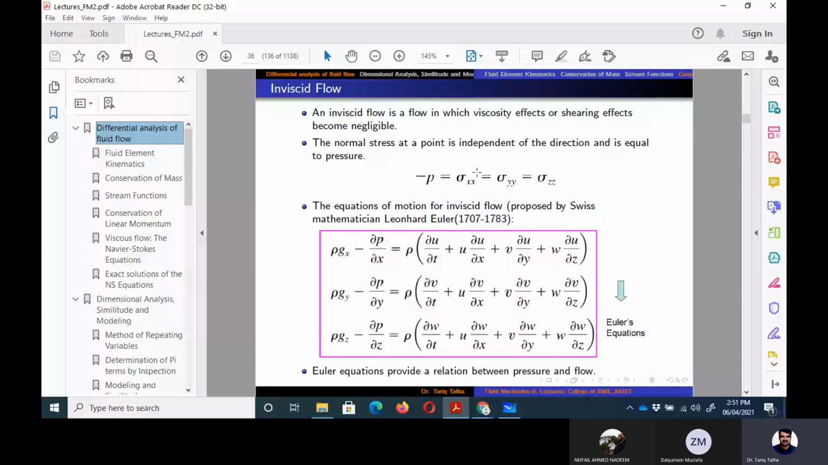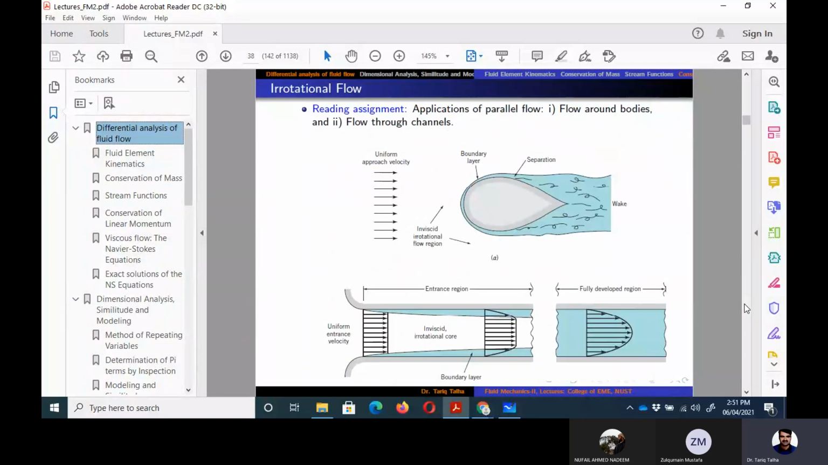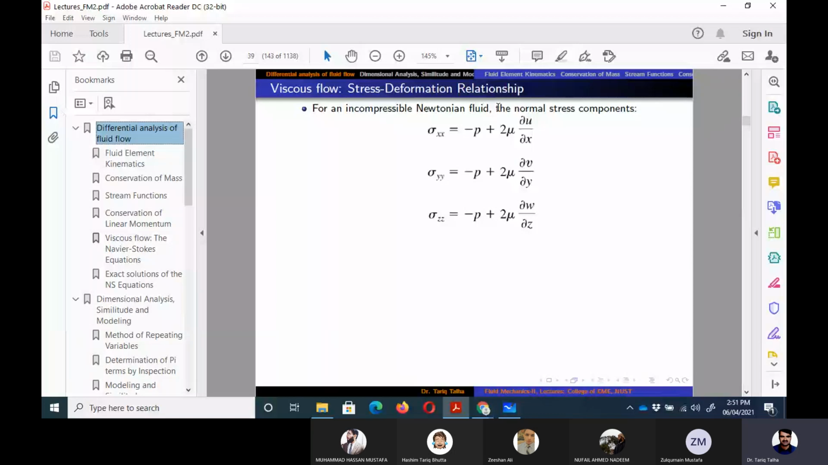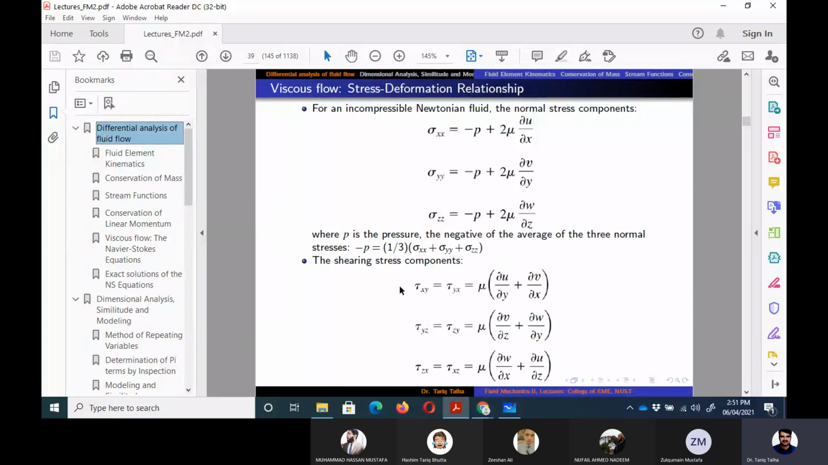And we know from our hydrostatic knowledge of chapter number 2 that pressure is a compressive force. That's why we use a minus sign for that. After that, we discussed the viscous flow relation, in which there is an additional term involving viscosity. We can see that normal stress is directly related to the normal velocity gradient. Similarly, we also discussed that shear stress components are related to the tangential velocity components.